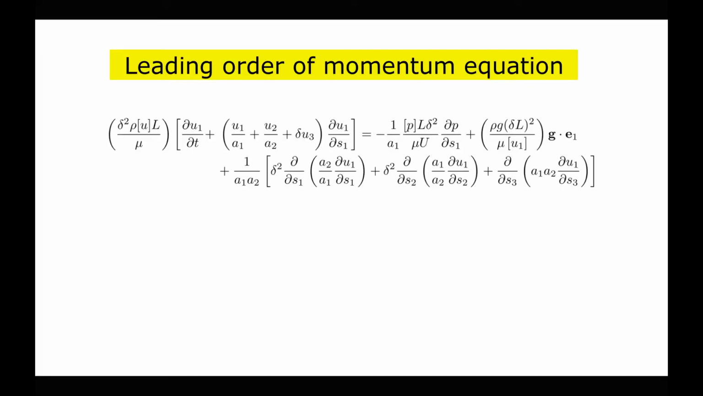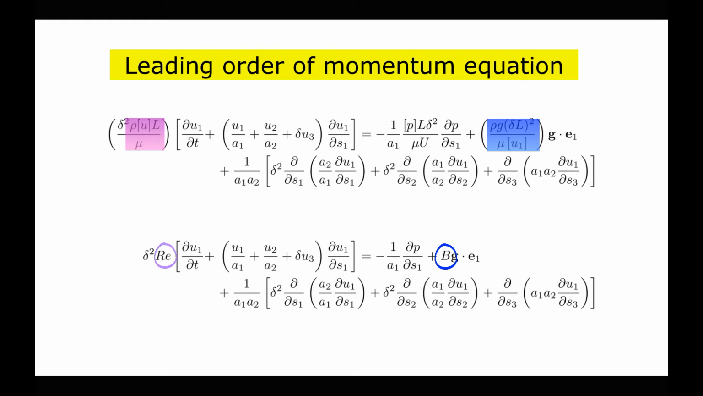Below, we have taken the U1 component of our Navier-Stokes momentum equation, where we have plugged in our non-dimensionalized terms. At this point, we first choose our pressure scaling to match the viscous force. We then write the highlighted terms in their well-known dimensionless form, given by the Reynolds number and Bond number respectively. We now look for terms of leading order.